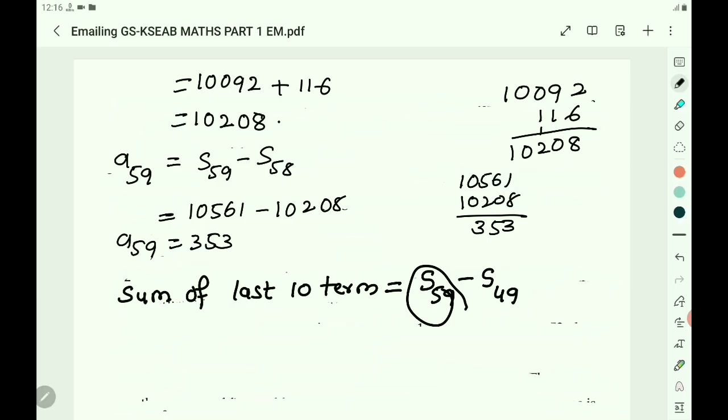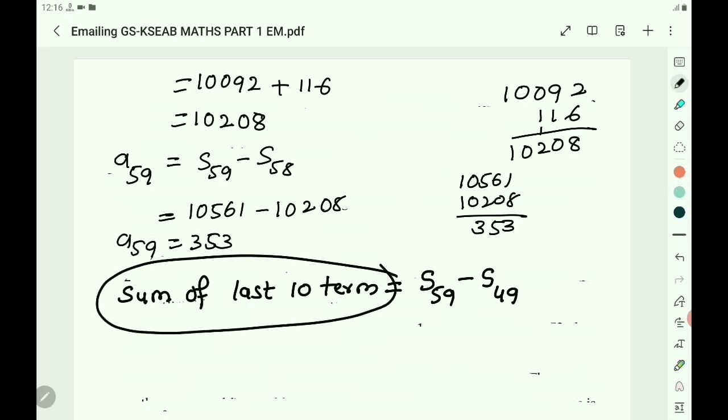S59 you got how much? S59 is equal to 10,561. Here we have to find out S49. The sum up to 49 terms is to be subtracted from the sum up to 59 terms. That is, starting first term to 59 terms, the sum is S59, and from the first term to the 49th term it is S49. If you subtract the sum of the first 49 terms from the sum of all terms, you will get the sum of last 10 terms.